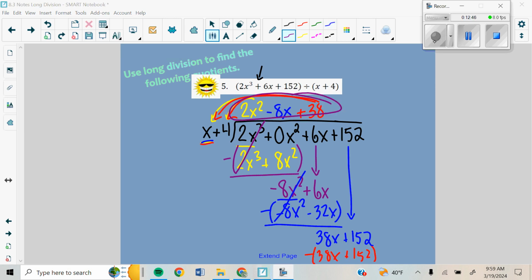All right, so taking a look here, I finished distributing my -8x in, and I ended up with, just make sure you're watching in this portion, we had 6x minus -32. So that turned into a positive 38x, brought down my 152. So I had x and I needed to multiply to make 38x. So I times by 38. And in this case, both my terms canceled. So I had no remainder again. And so 2x squared minus 8x plus 38 ends up being your solution.